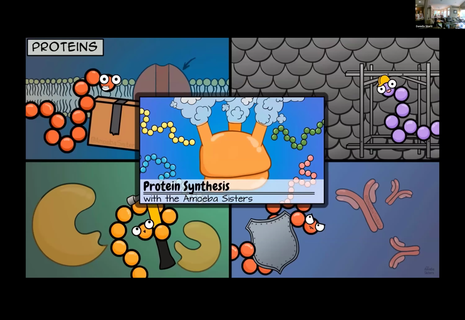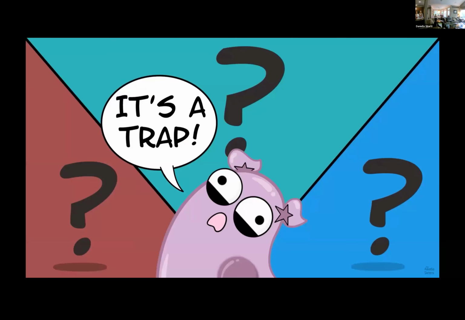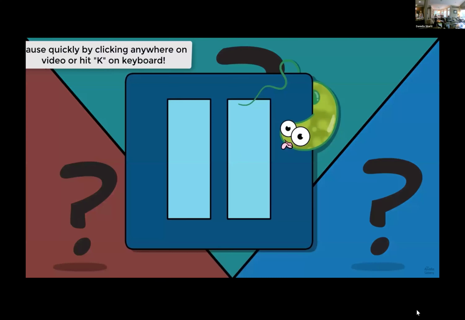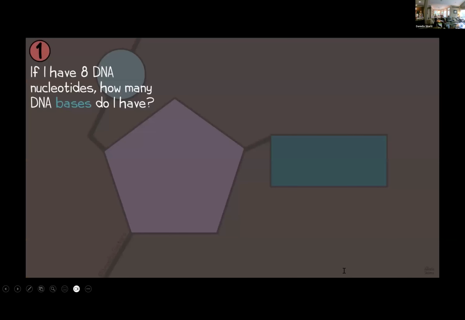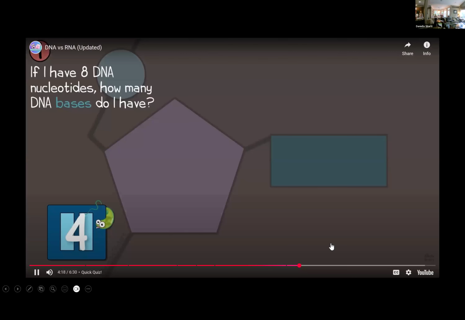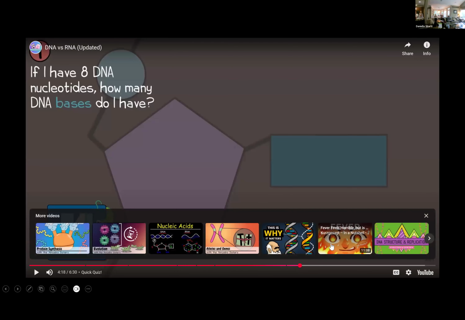Before we go, let's try a little 3-question quiz, shall we? Just pause it after the question so you have time to think about it. Question 1. If I have 8 DNA nucleotides, how many DNA bases do I have? How many bases would you have if you had 8 nucleotides?